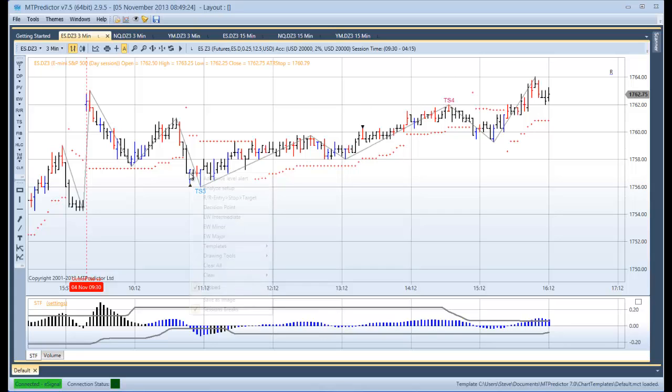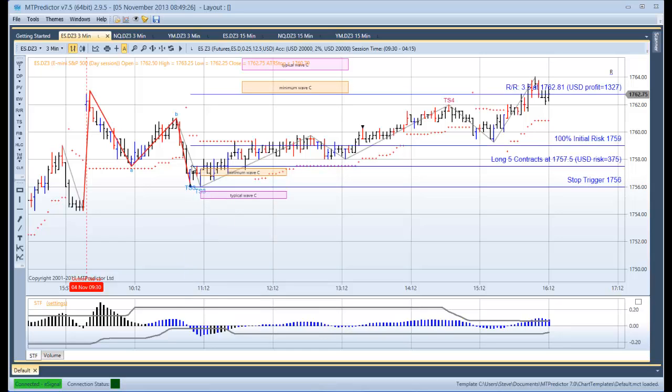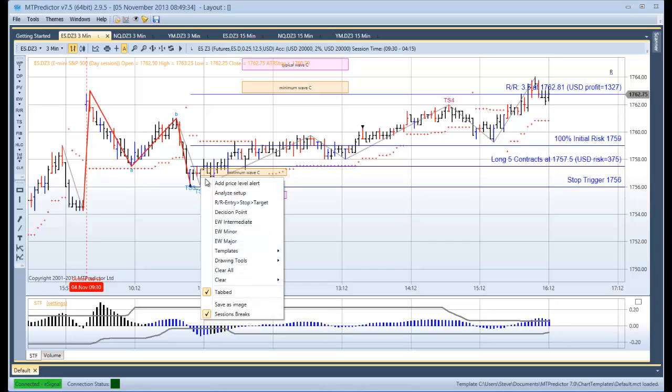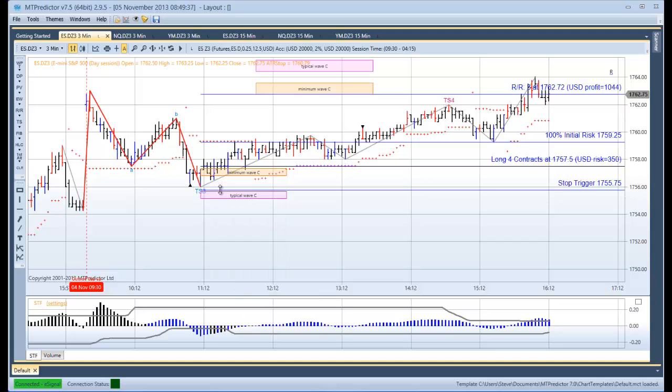This first trade set up here would have resulted in just being taken out by one tick, so very frustrating. But this does happen with trading. However, the loss was kept small and under control.